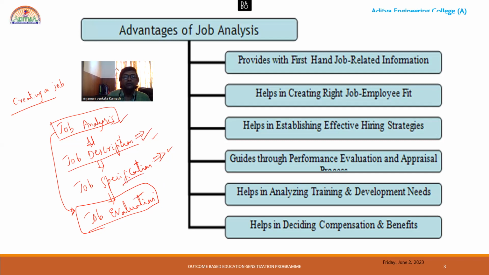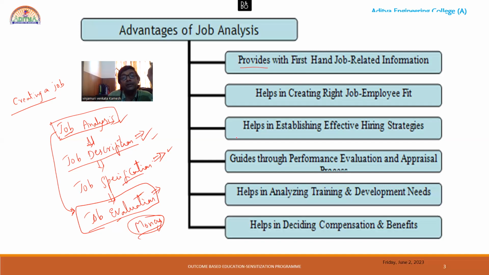And job evaluation. The only difference between job analysis and job evaluation is money. Without money consideration, job analysis and job evaluation are both the same. So job analysis made linking with money is called job evaluation. Very simple, right? So what is the advantage of job analysis?